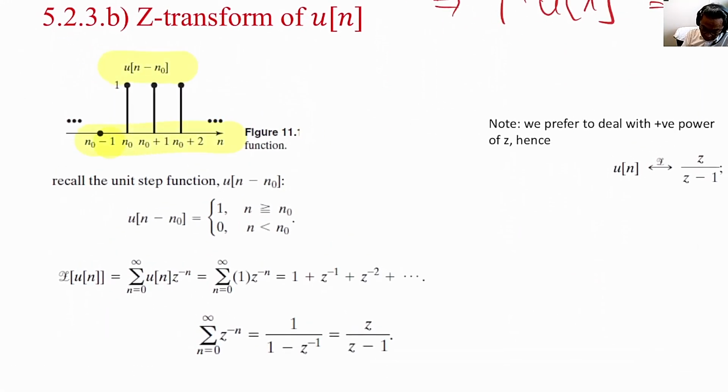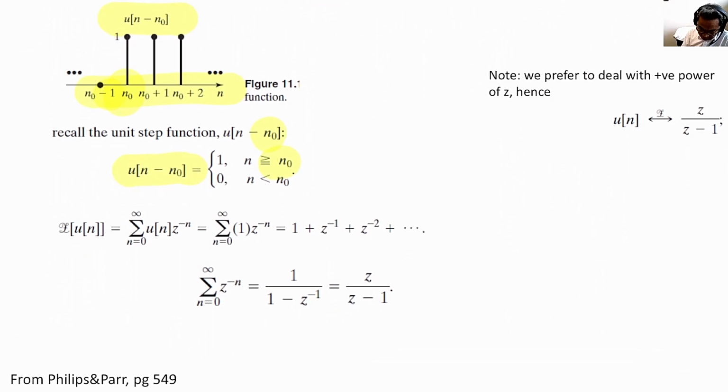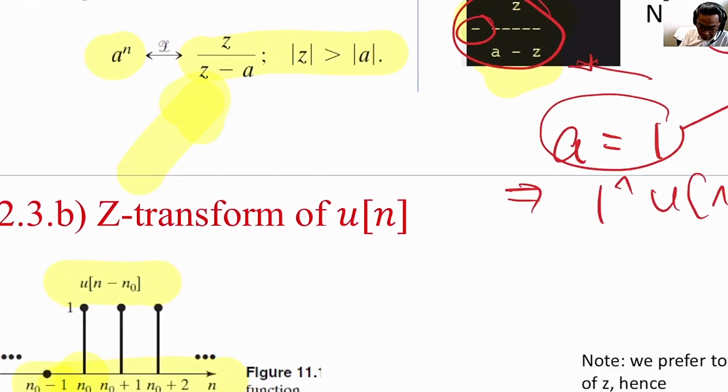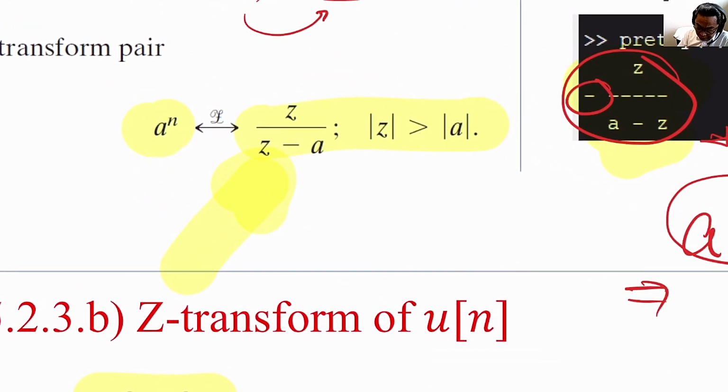This is u[n minus n naught], a delayed version of u[n]. Now let us begin with, let's ignore the n naught first, and let's find simply the Z transform of u[n]. We do not even need to go through this. We just take the previous expression and substitute the Z transform equals z over z minus a. We substitute a equals 1, and with this new ROC, |z| greater than 1.